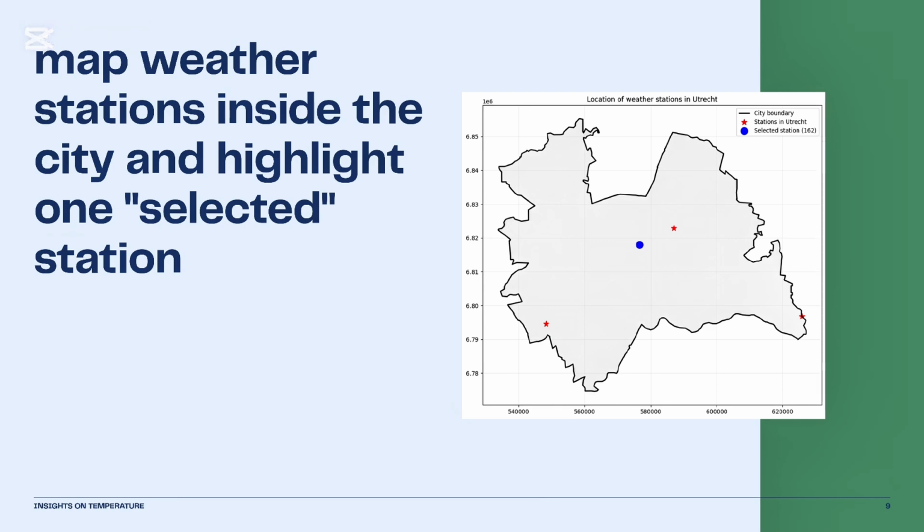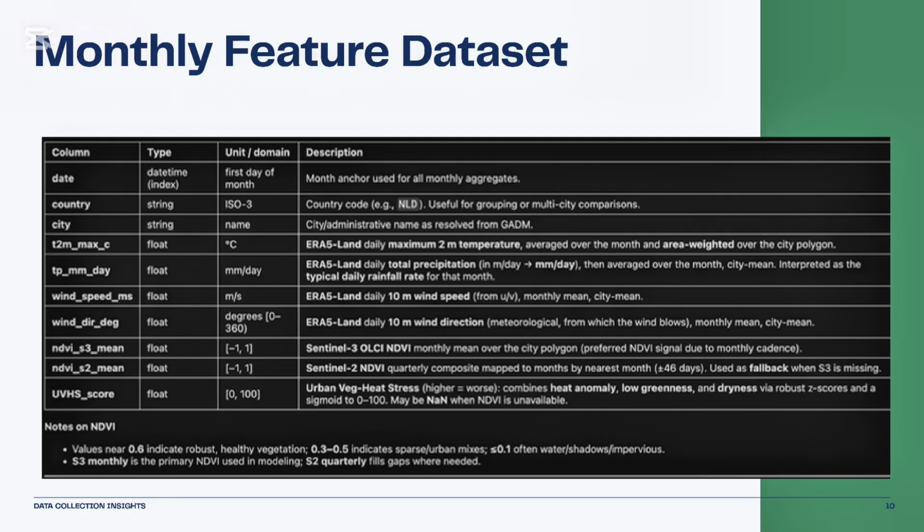ground truth validation. The final deliverable for our pipeline is this harmonized monthly feature dataset, shown here as a schema. A single clean table contains the monthly averages for all our key variables: T2M max for heat, TP mm/day for dryness, our S3 and S2 NDVI values for greenness, and most importantly, the final UVHS score. This dataset is now ready for any further analysis, modeling, or visualization in a dashboard. The notes on NDVI also help clarify how to interpret the greenness values.